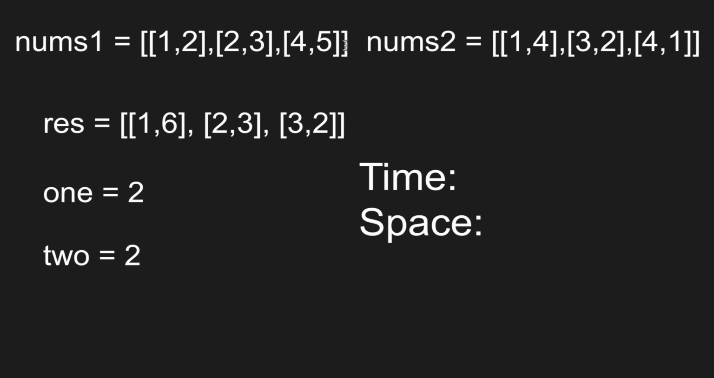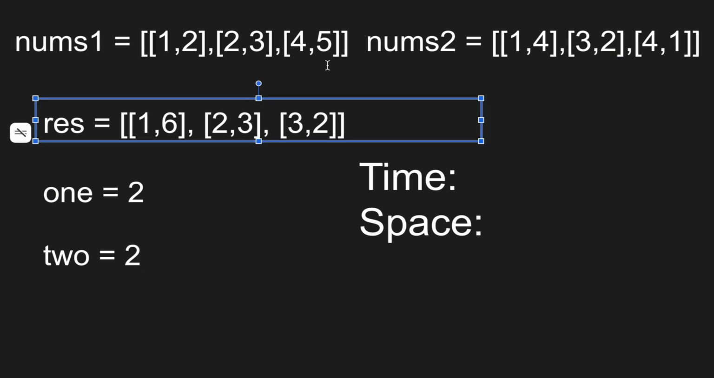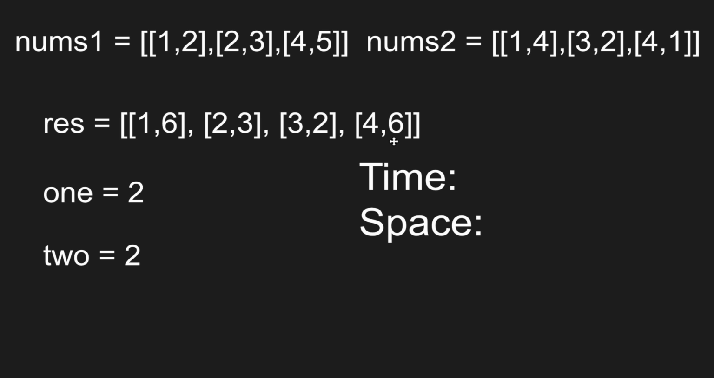So now they are both at index 2. They are equal, so we need to add them, and now they have both reached the end since we increment them, and they are both the length of the array, so we can stop. So this would be our result.